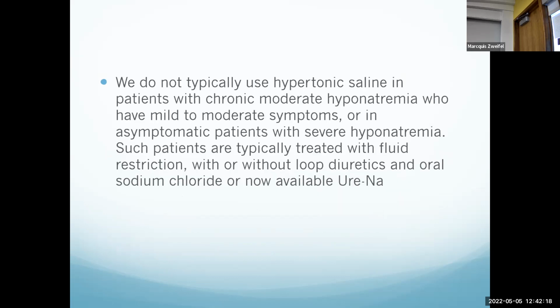We do not typically use hypertonic saline in patients with chronic moderate hyponatremia who have mild to moderate symptoms, or in asymptomatic patients with severe hyponatremia. Such patients are typically treated with fluid restriction, with or without loop diuretic, and oral sodium chloride is also now available. We also have urea sodium available, and I believe you guys have it too, right? Yeah.